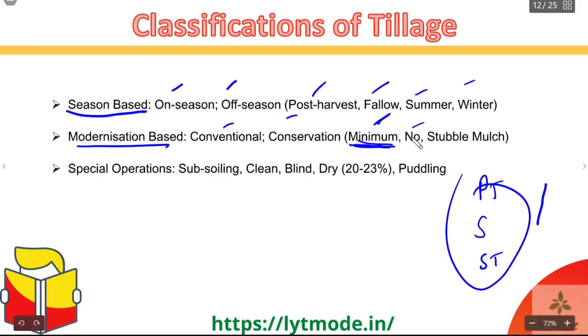Then there is no or zero tillage, in which tillage is not done at all. And then there is the stubble mulch. The stubble mulch tillage is again very interesting, and in fact I guess questions have also been asked in the Nabard exam previously on stubble mulch. So stubble mulch is basically when the soil layer is kept protected by the crop which was grown previously.